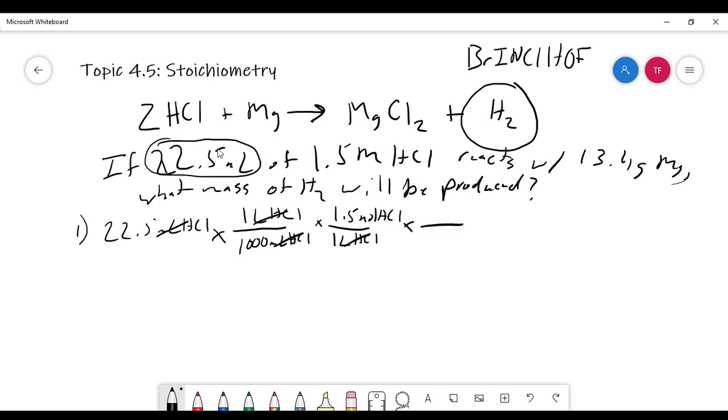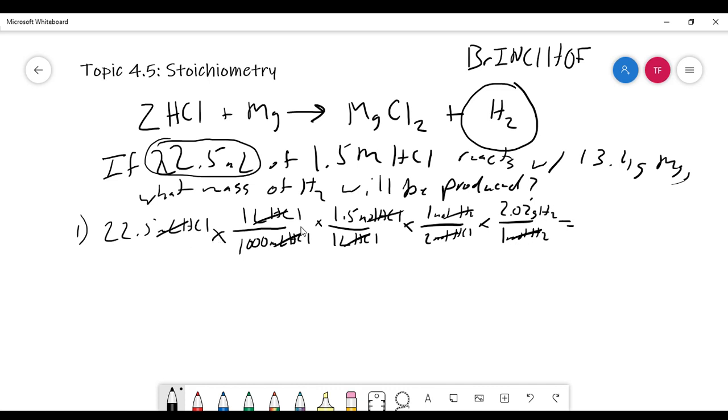From the balanced equation, for every 2 moles of HCl that react, 1 mole of H2 will be produced. Now the problem is asking for mass of H2, so I'm going to do one more step and solve for the mass of H2 that's produced. From the periodic table, I know that 1 mole of H2 is 2.02 grams of H2. Moles cancel, and we're left with grams.